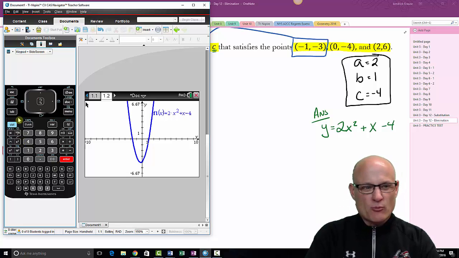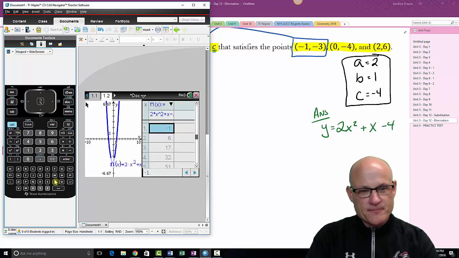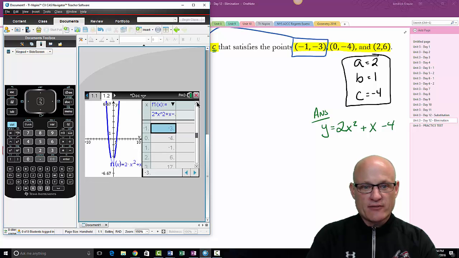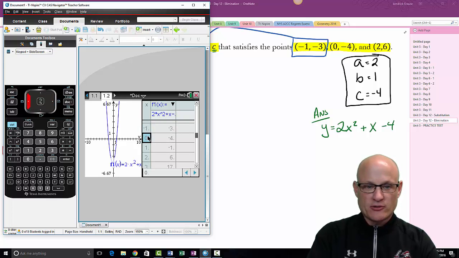But I really want to make sure I'm right. I'm going to go to the table, Control T. I need to find -1, -3. There it is right there. I need to find 0, 4. There's 0, 4. And then right here is 2, 6. So all 3 of the points are in my table. So I know I'm correct.